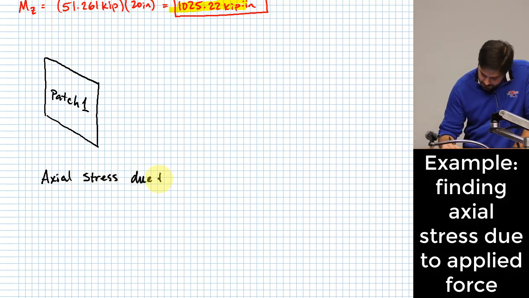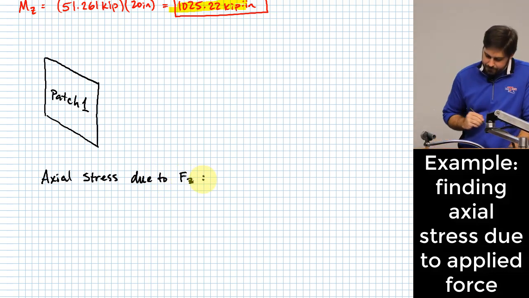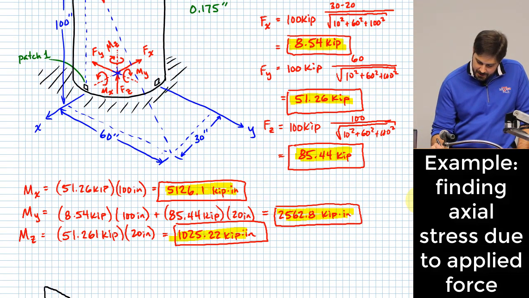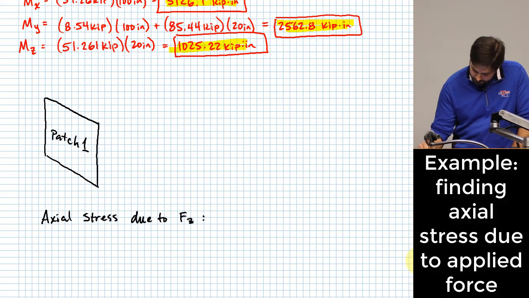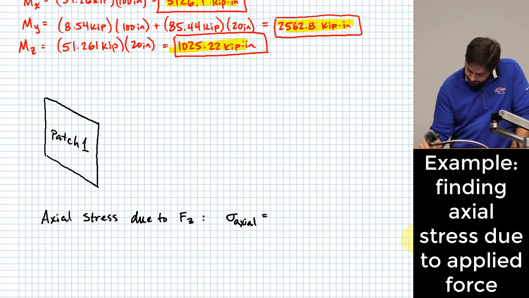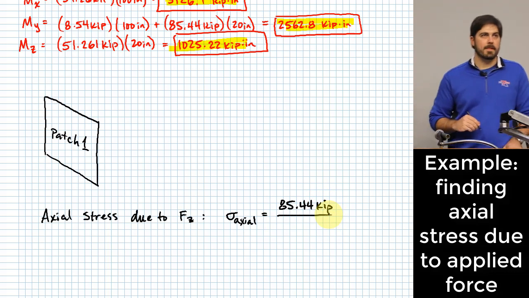And I'll say due to FZ. Right? So what's my axial stress due to FZ going to be? Well, FZ is 85.44 kips. Okay, and so the stress in the Z, and I'll actually just call this axial, is going to be 85.44 kips divided by what? The area.